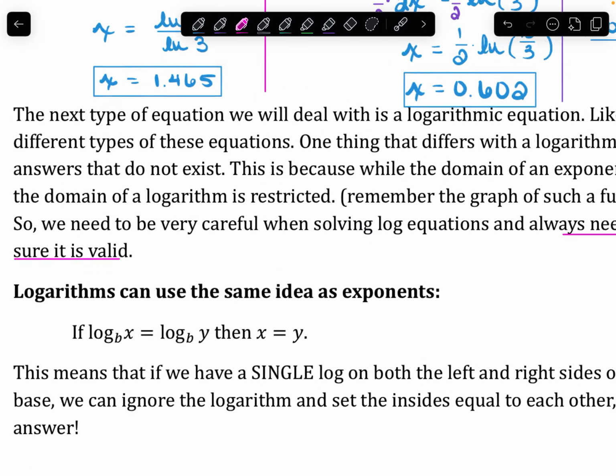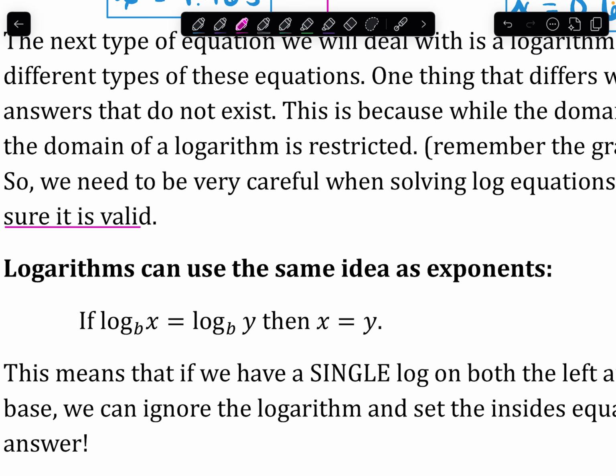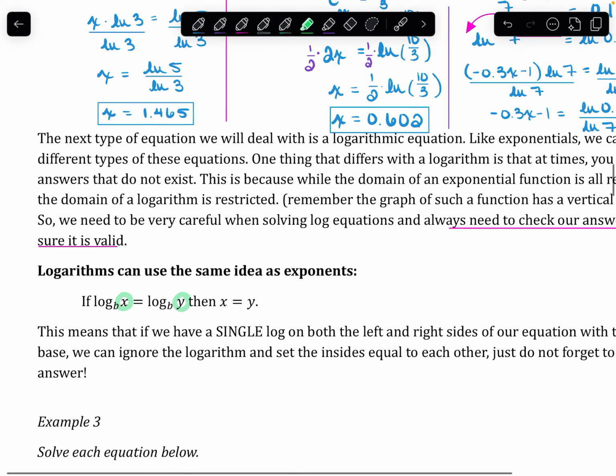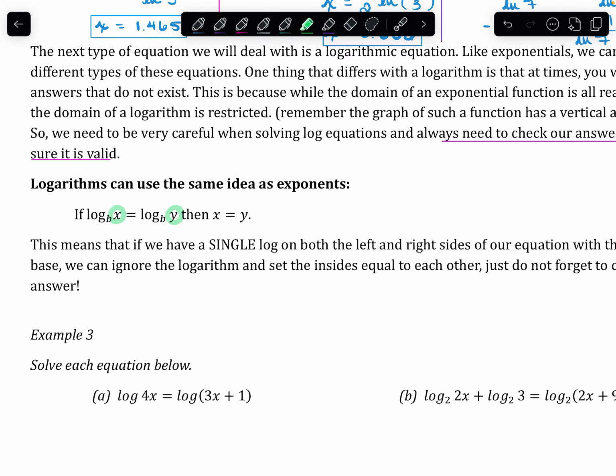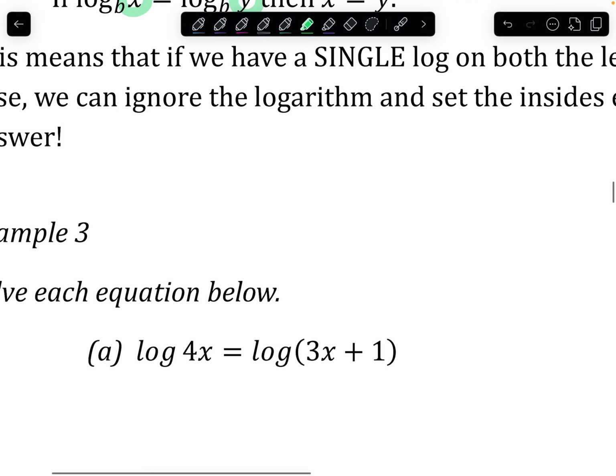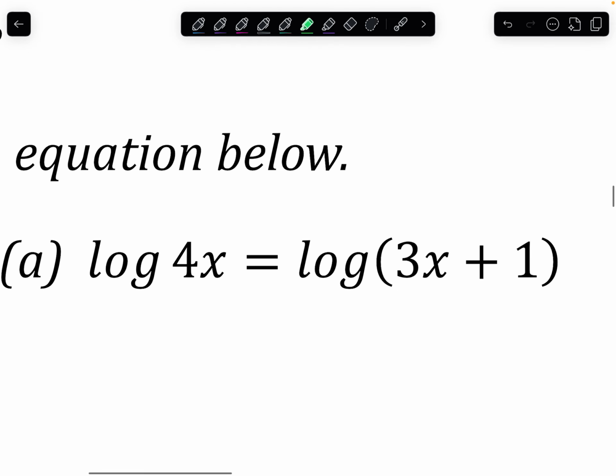All right, first idea with the log is the same idea as an exponent. If I have logs on both sides, so like the log of some base and then the log of that same base on the other side, we can simply just ignore the logs and take the numbers inside the log and set them equal to each other. All right, so first one, we're given the log of 4x equals the log of 3x plus 1.